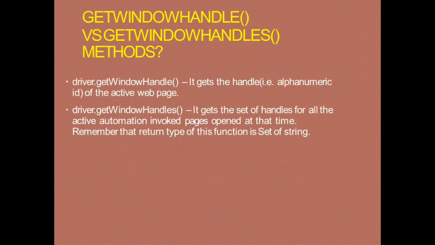Get window handle and get window handles method. What is the difference between them? So driver.getWindowHandle gets the handle, that is the alphanumeric ID, of the active web page. driver.getWindowHandles gets the set of handles for all the active automation-invoked pages open at that time. Remember that the return type of the function is a set of strings.